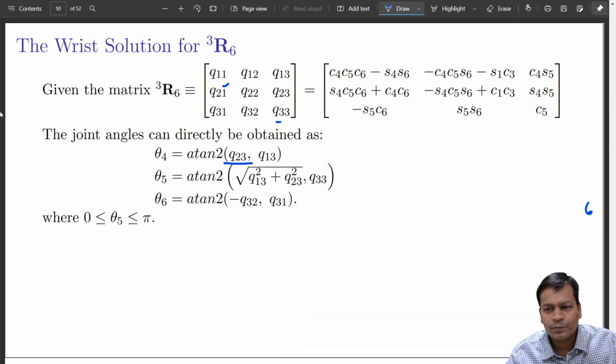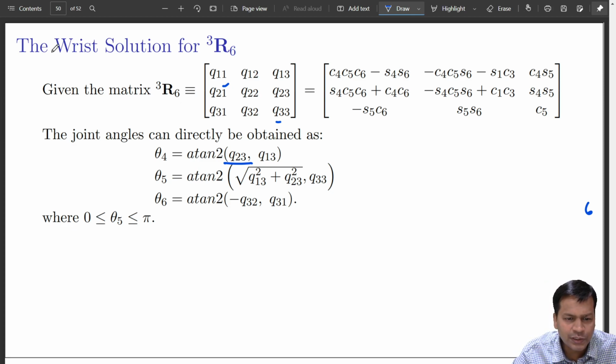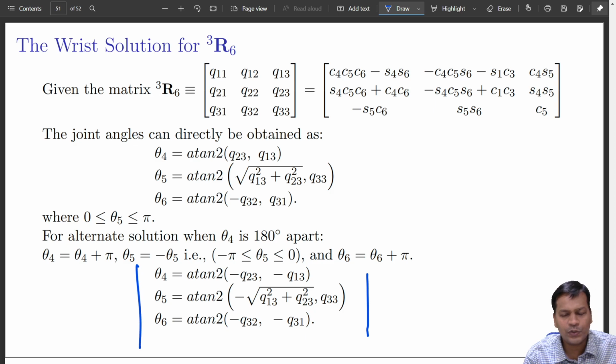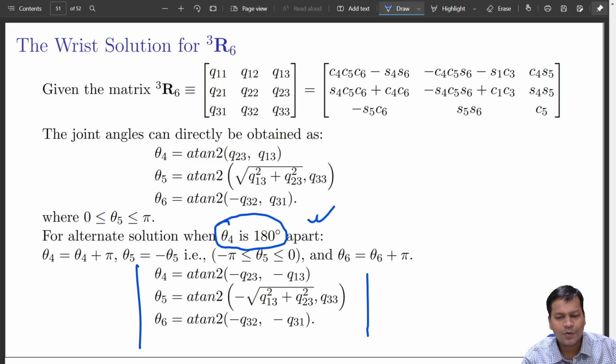Now coming back to my slide. So this is the alternative solution that I have explained. That means theta 4 is 180 degrees apart. Whatever theta 4 you get here, you will get theta 4 in the opposite direction. That is the alternative solution for this.